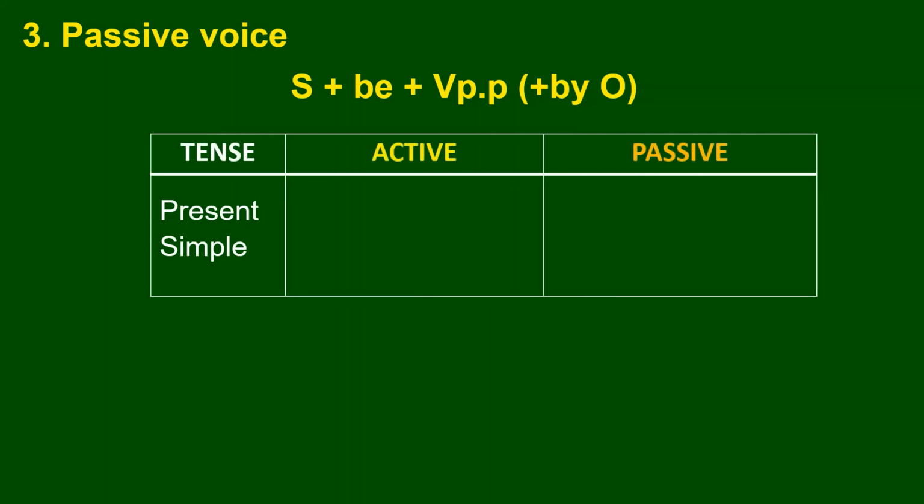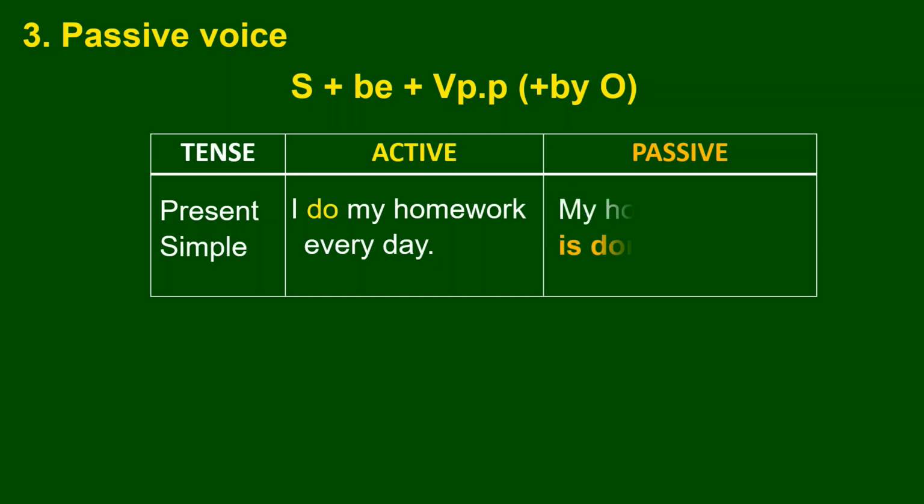I'll give you a sentence in the present simple. You have to change it from active to passive. I do my homework every day. So you can see "do" here. When I write in passive form, I have to identify "I" as the subject and "do" as the verb in present simple, and then the object is "my homework." So the passive is: my homework is done every day.